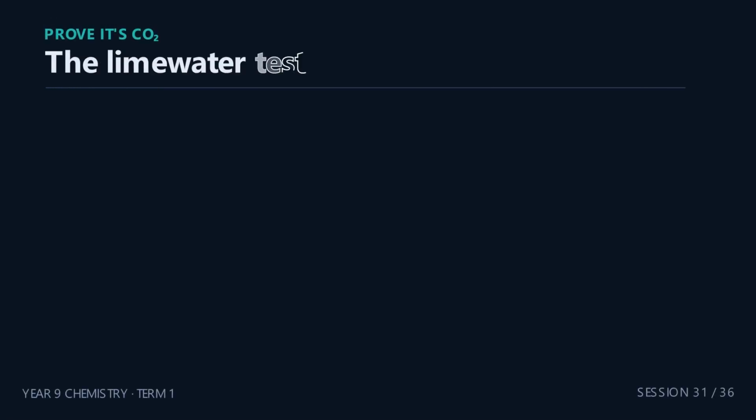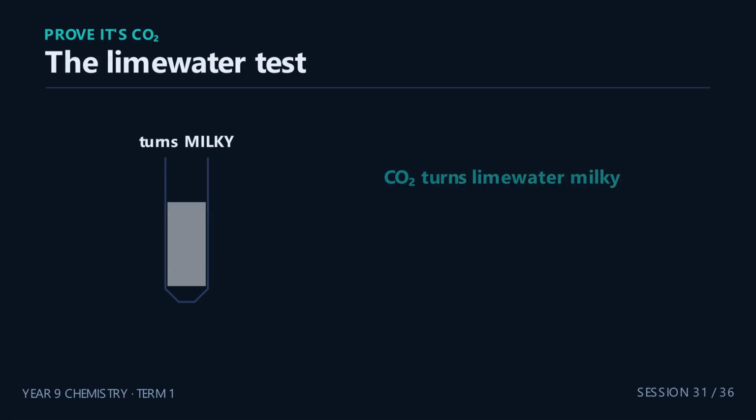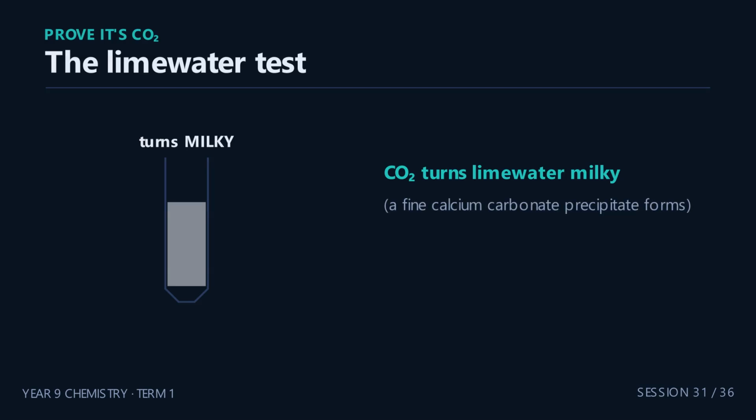So how do we prove that gas is carbon dioxide? With the limewater test. Bubble the gas through limewater, a clear solution, and if it's carbon dioxide, the limewater turns milky, going cloudy white. That cloudiness is a fine precipitate of calcium carbonate forming. Careful not to confuse this with other gas tests. A glowing splint relighting is oxygen, and a squeaky pop is hydrogen. For carbon dioxide, it's limewater turning milky. Learn the three and never mix them up.